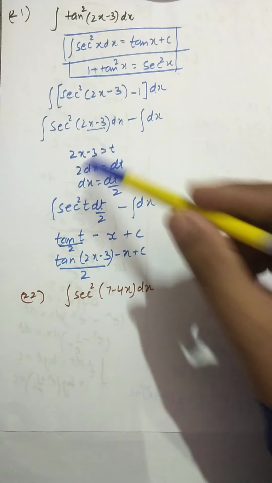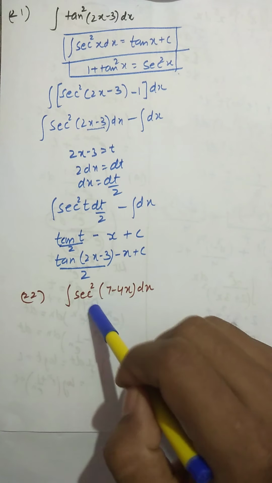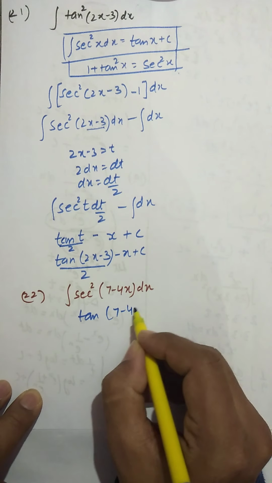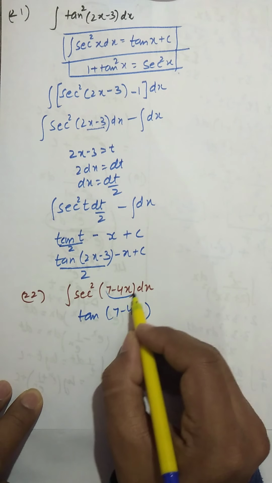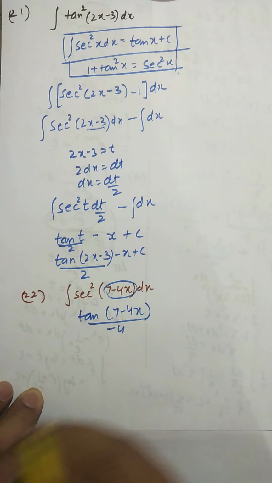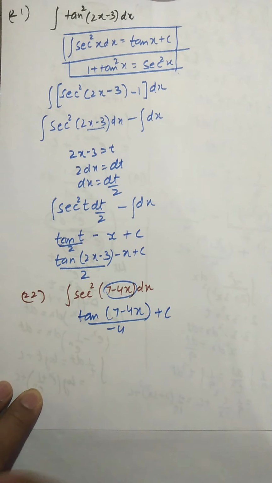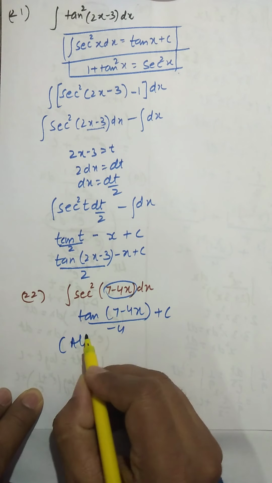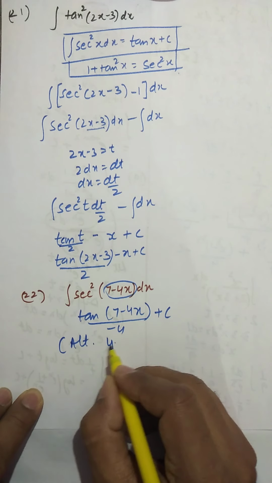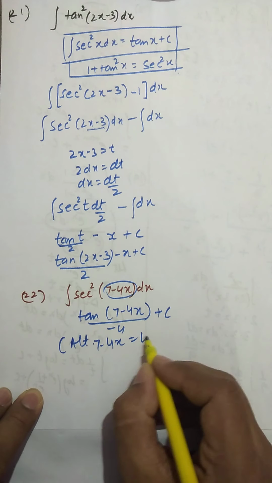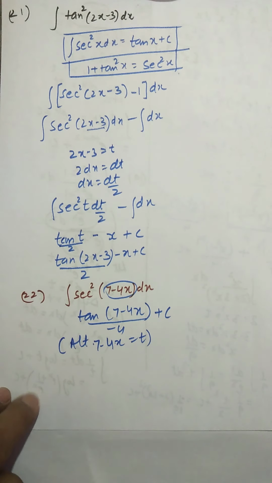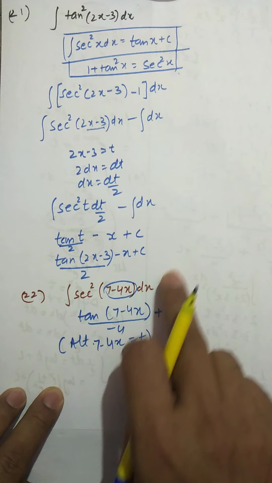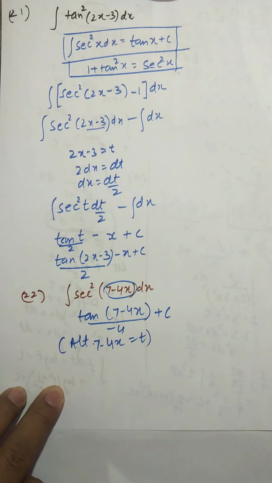Now after understanding question number 21, I want you to write the answer of this directly. Sec square, this is going to be tan (7 minus 4x), and the differentiation of this you have to write below. So minus 4, and this you can write plus c. If you cannot write it like this, there is an alternative for you: you take 7 minus 4x as t, and then you can simplify. So try to learn how to write this directly, because in many questions you have to write this directly.